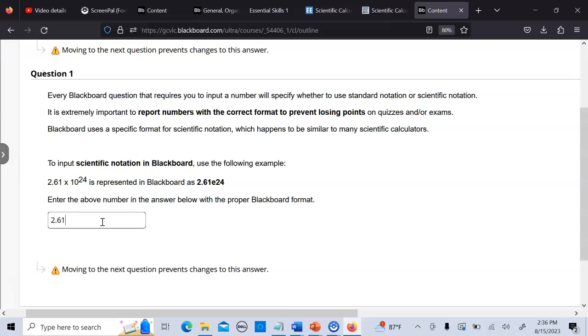So 2.61 times 10 to the 24th, Blackboard is not going to recognize that. So we have to convert it into the scientific notation that Blackboard is used to seeing. And it's very similar to that calculator that we just looked at. You want to include the coefficient and then a single lowercase e. You could capitalize it, it doesn't matter. But we're going to do the coefficient, the letter e, and then only the power.